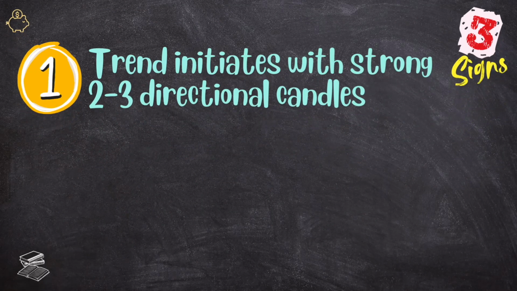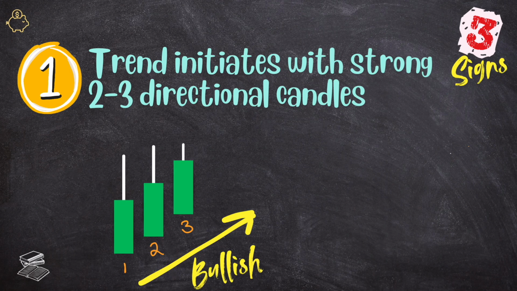This is the phase of trend identification. So a trend can only initiate when you see 2 or 3 strong candles in one direction. For instance, the presence of these 3 shaved bottom candles indicates that a trend may be initiating. Even 2 candles would have worked.